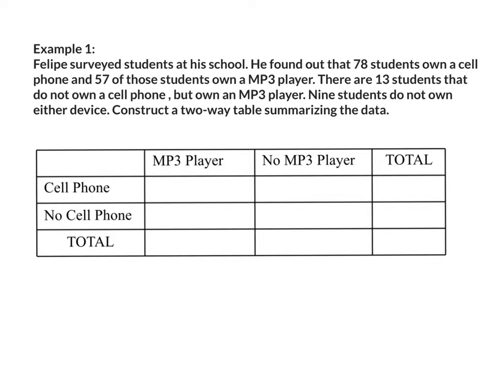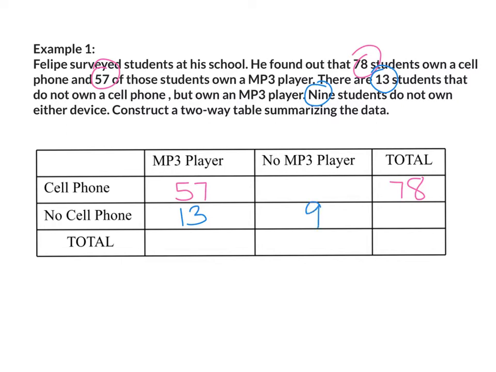So what I'm going to do is take the information they gave me to fill in my table. I know that there are 78 students who own a cell phone, and of those students, 57 of them own an MP3 player. So my total was 78, and 57 of them own an MP3 player. I also know that there are 13 students that do not own a cell phone, but do own an MP3 player. So I'm going to put them in the next row. And then I have 9 students who do not own either device. So they will go here.